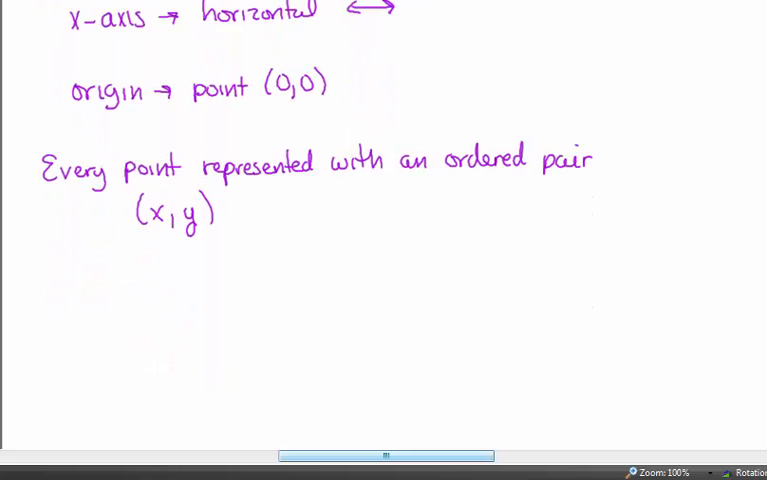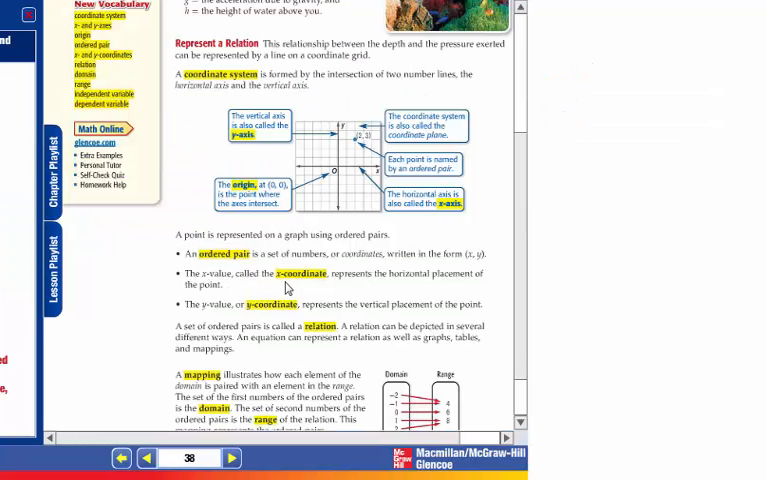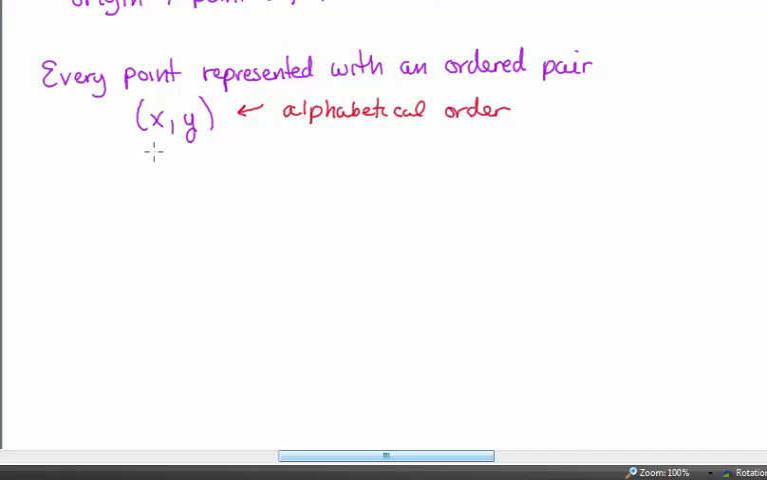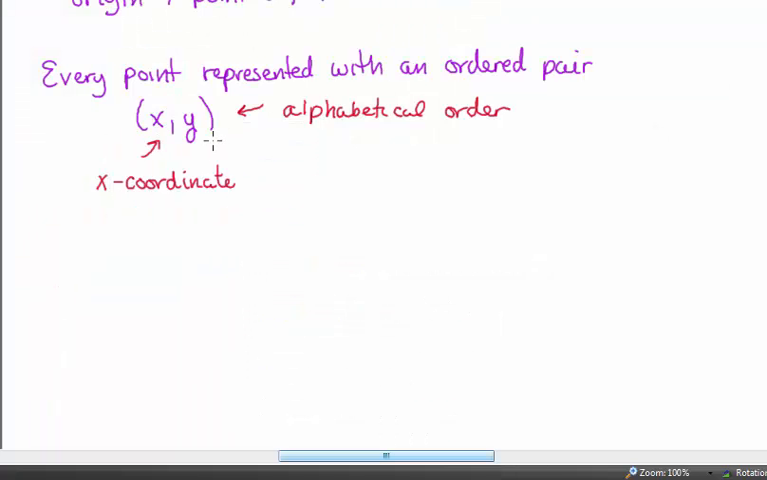Now, they don't have to exclusively be x and y. We could write any letters and represent an ordered pair depending on which variables we're currently using. But know that they're always in alphabetical order. To help you remember, x comes before y in the alphabet, so x comes before y in your ordered pair. The x value is called the x coordinate. So whatever number this is, that's the x coordinate. And then the y value is called the y coordinate.